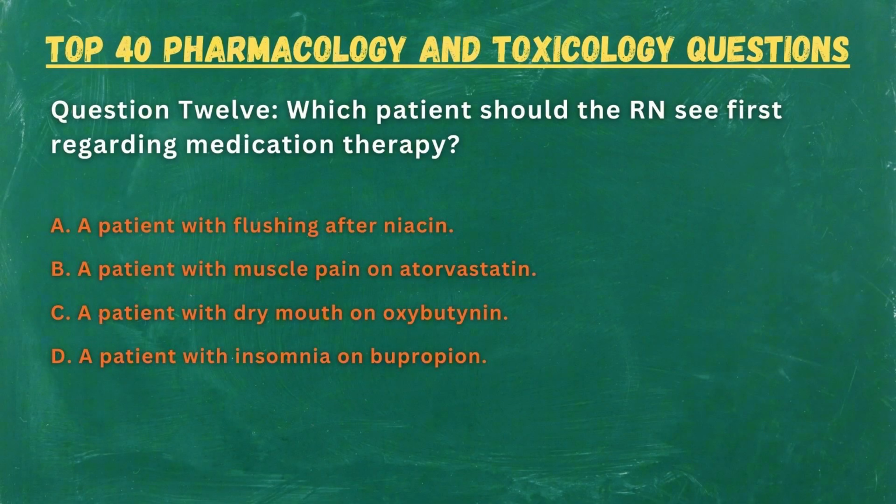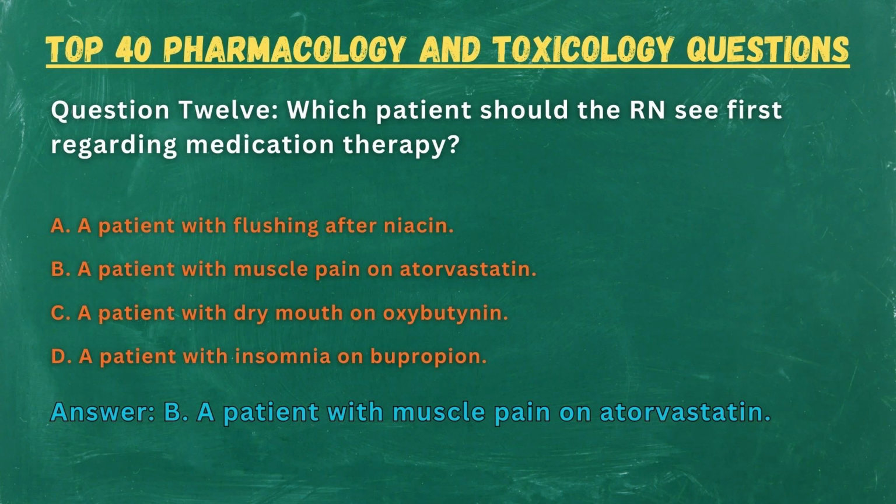Question 12. Which patient should the RN see first regarding medication therapy? A. A patient with flushing after niacin. B. A patient with muscle pain on atorvastatin. C. A patient with dry mouth on oxybutynin. D. A patient with insomnia on bupropion. Answer: B. A patient with muscle pain on atorvastatin.